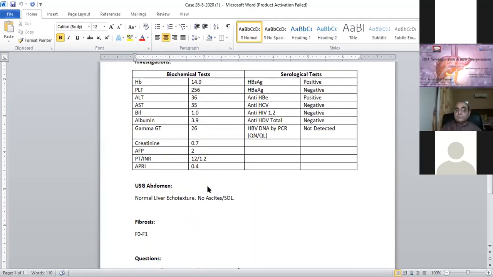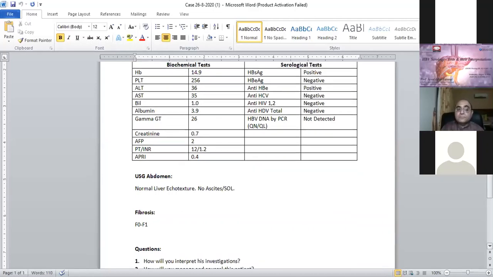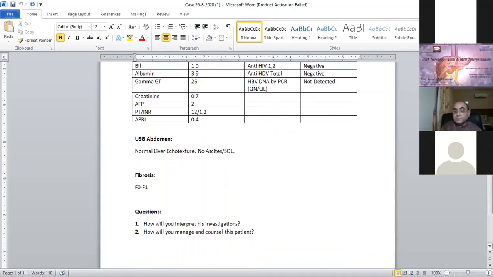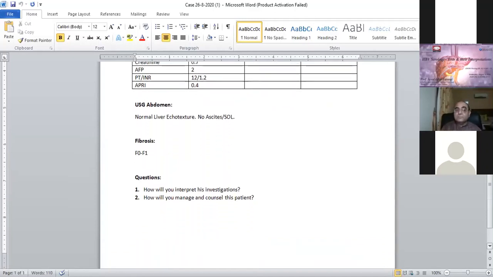His ultrasound abdomen was normal, liver ecotexture, no ascites or SOL. On fibrosis, it was F0 to F1 Metavir score. The questions are: how will you interpret his investigations, and how will you manage and counsel this patient?